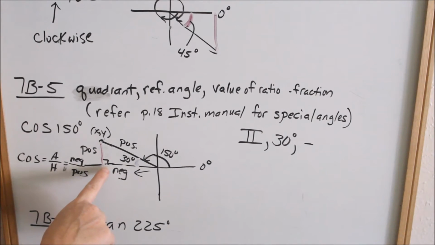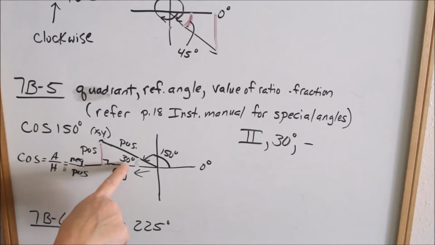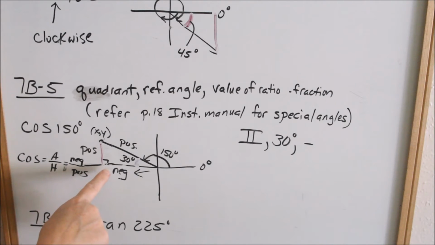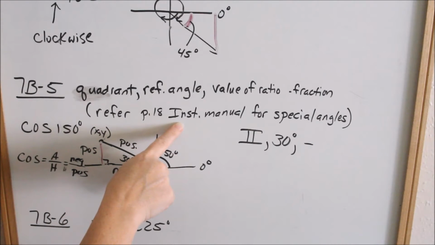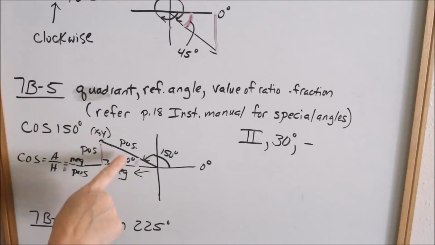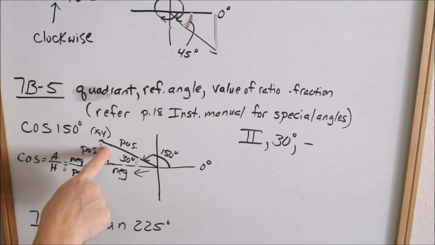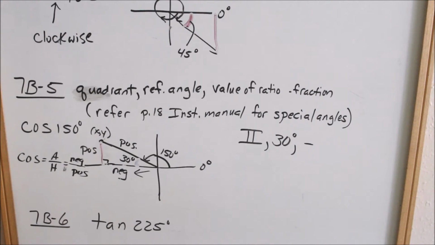If we look at this triangle right here, 90 degrees right there, 30, that means this has to be 60. This is a special right triangle, a 30, 60, 90 triangle. It falls under one of the special triangles, 30, 60, 90, 45, 45, 90. If you refer to page 18 in your instruction manual, it's going to have values for the special angles in your special right triangles. It'll have values for cosine, sine, and tangent of 30 degrees, cosine, sine, tangent of 60 degrees, and cosine, sine, and tangent of 45 degrees.